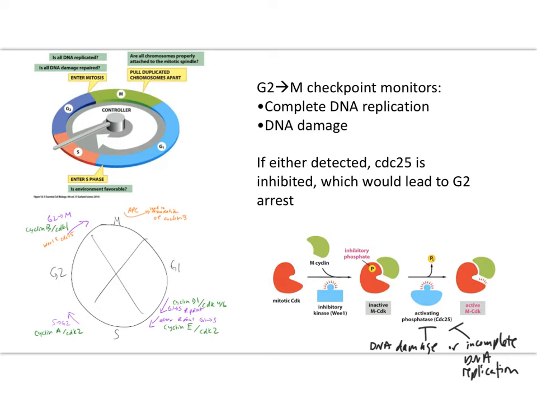And as a reminder, here's our big chart over here. Checking that out, here's our G2 to M checkpoint. Here we see WEE1 and CDC25. Specifically, we're focusing on CDC25 right here, that are inactivating the cyclin CDK combo that would allow the cell to leave G2 and enter M.